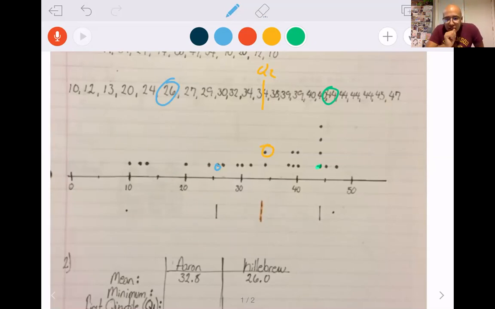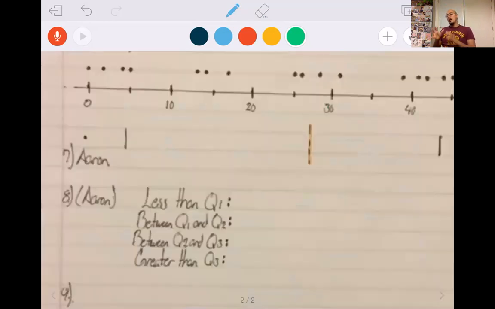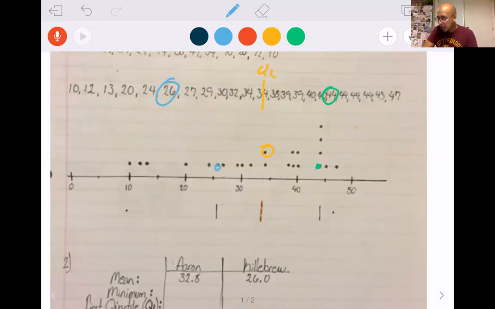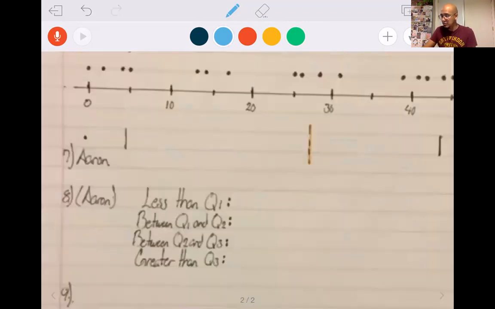Now, I circled my median, my Q2, my Q1, and my Q3. Question 8 says, count how many dots are in the following intervals. So let's go to question 8. How many dots are less than Q1? We have Q1 right here, and that are less, not at Q1, but less than Q1, we have 1, 2, 3, 4, 5. We have 5 dots that are less than Q1, so I'm gonna put 5.